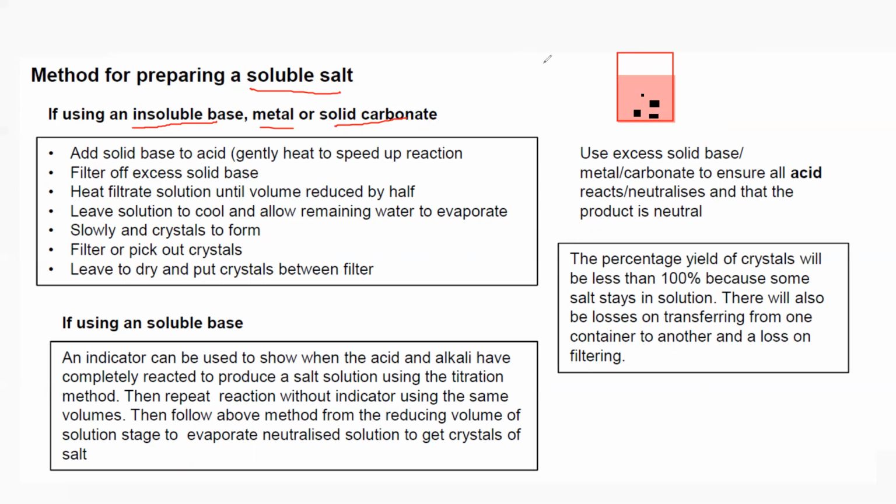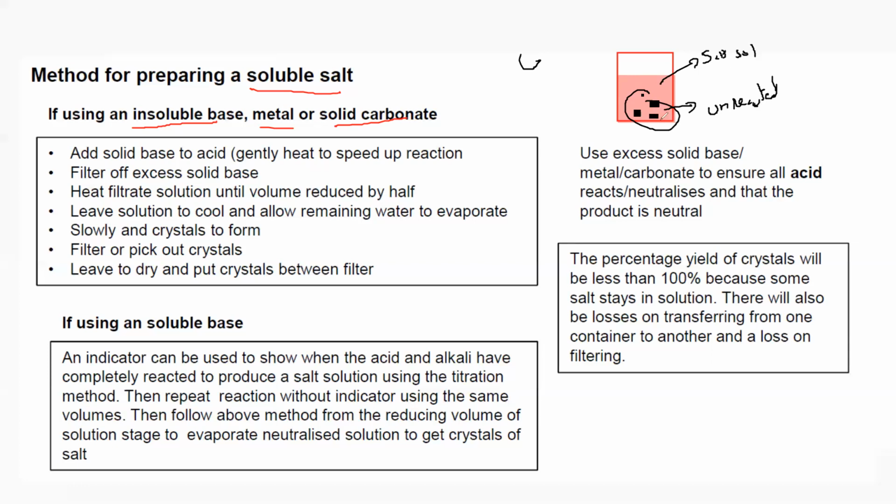In the case of acid reacting with a metal or metal carbonate, we can see bubbles. But if we are using a metal oxide, we don't see bubbles. So how can we identify? We keep adding until no more reacts, until unreacted solid remains, so we know we have enough metal oxide, metal, or carbonate, and the acid has turned into a salt solution.